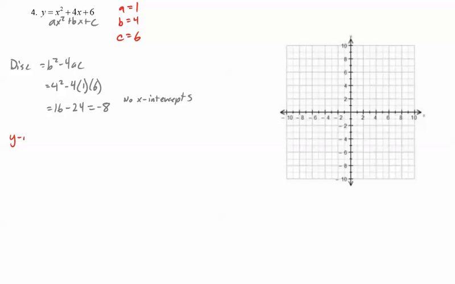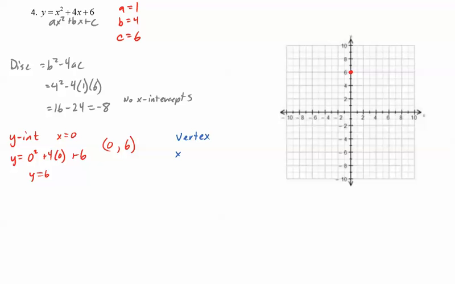So let's do what we can do. Let's go for the y-intercept. To get the y-intercept, we put x equals 0, so we go y equals 0 squared plus 4 times 0 plus 6, which gives us y equals 6. So when x is 0, y is 6. So we put down the y-intercept right there.